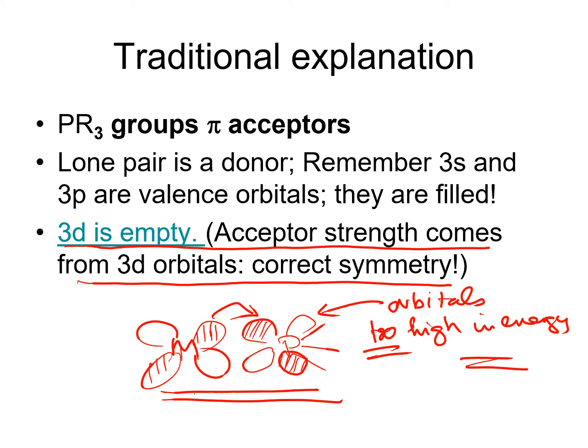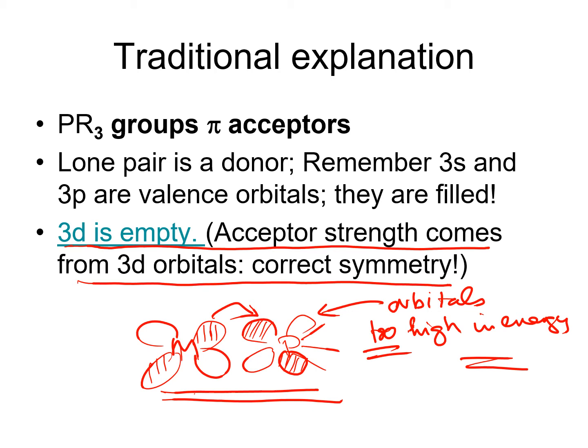Once again, all of these observations can be readily understood if you say that PR3 is in fact a poor pi acceptor compared to carbon monoxide. The lone pair is a good donor, and if you remember your bonding of PR3 or NR3, you know that the 3p and the 3s are valence orbitals. They are the ones which are combined to form bonding orbitals with the R group. And the lone pair is mostly a sp3 hybrid which is present on the phosphorus.